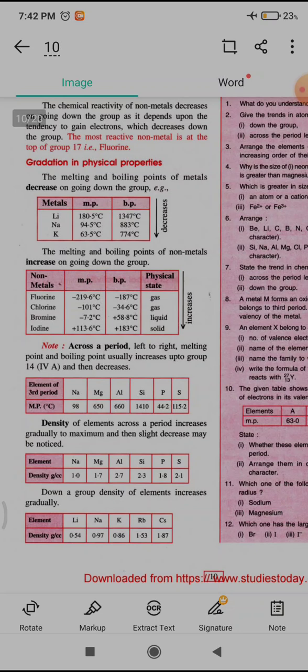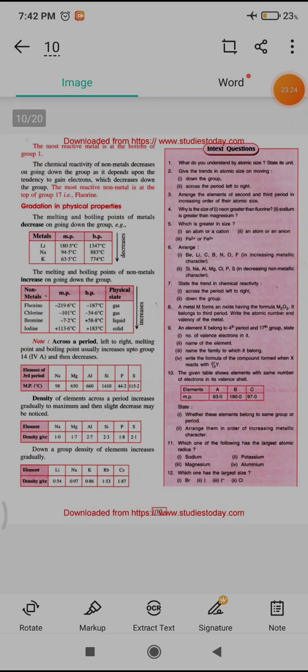Next, let us see what happens across a period. Left to right, melting point and boiling point usually increase, because you know atomic size decreases and metallic nature decreases. That's why the melting and boiling points increase. I mean, from soft they convert into solids, you can see. It increases up to group 14 and then it decreases. An example of the third period is given.